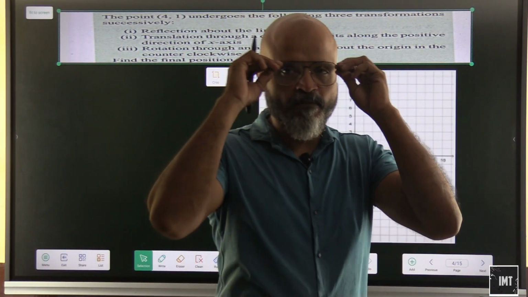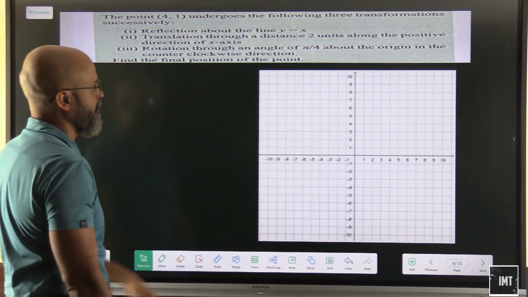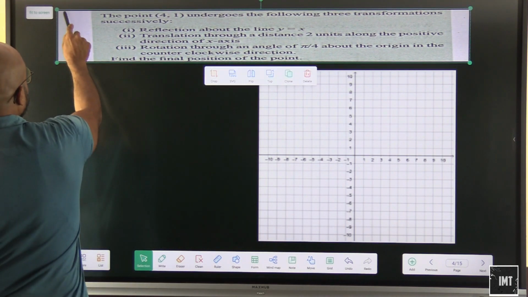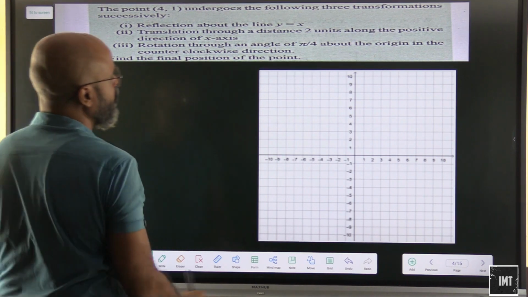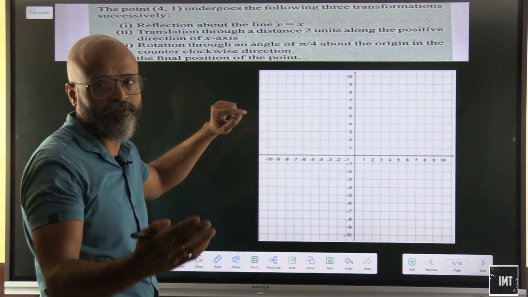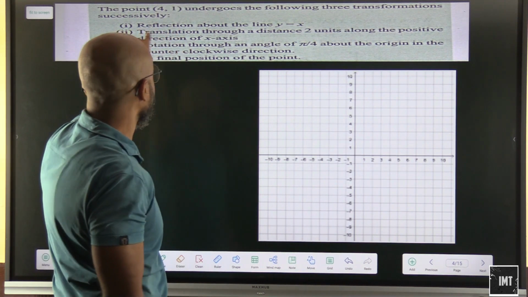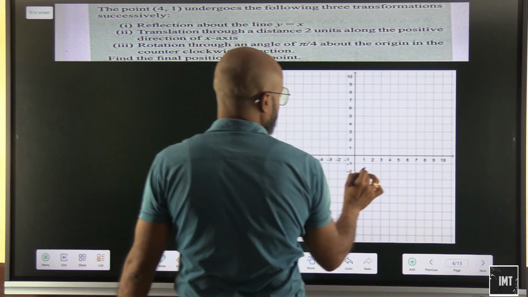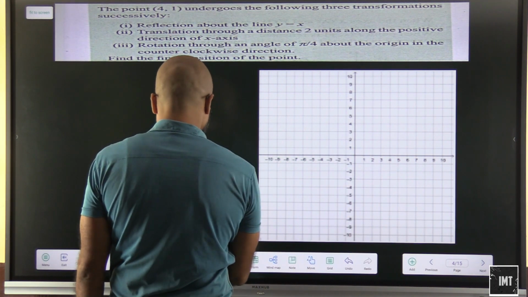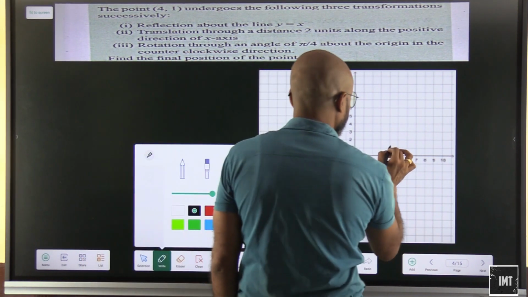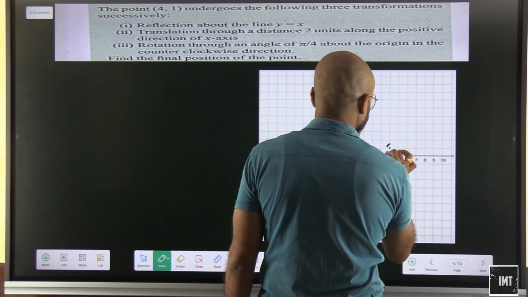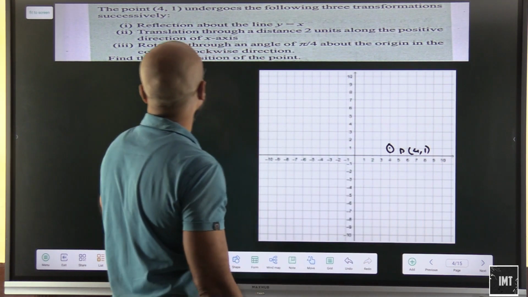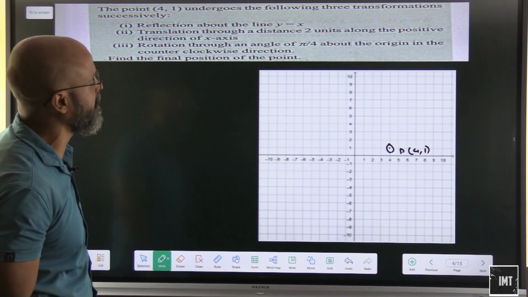Okay people, let's look at this problem here. We will basically need a graph for this. The point 4, 1 undergoes the following three transformations. As we saw, when we are undergoing transformations successively, one after the other, the first is reflection about the line y equals x. So first of all, let's locate this point, 4, 1. I will use black here. So this is 4, 1. Let's name this point P, which is 4, 1.